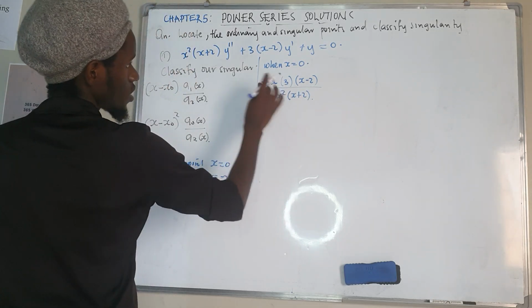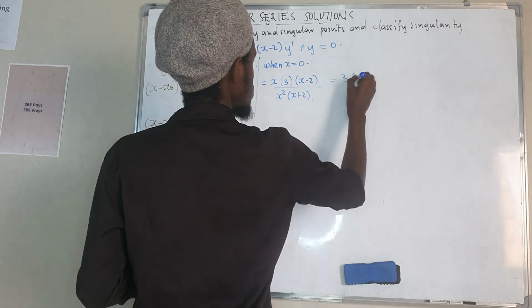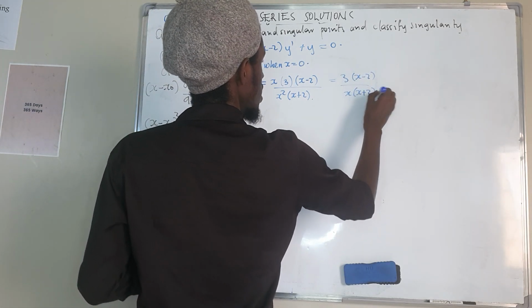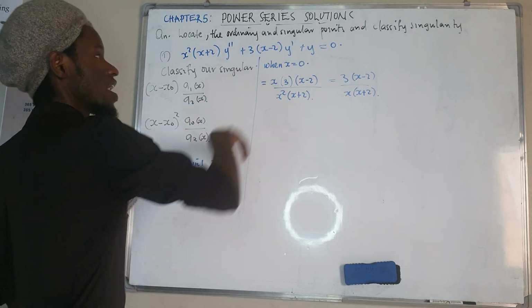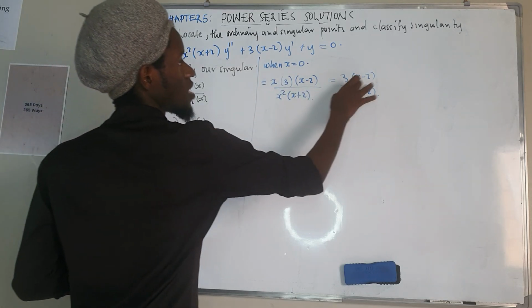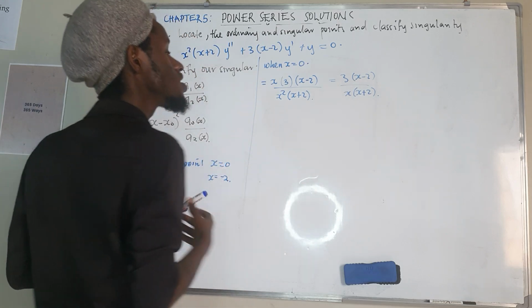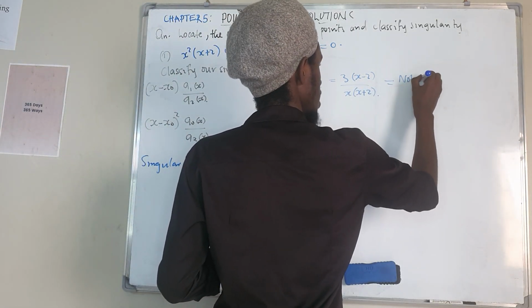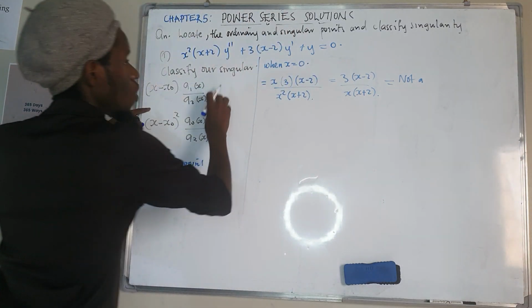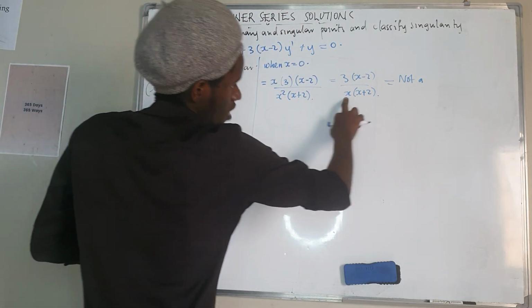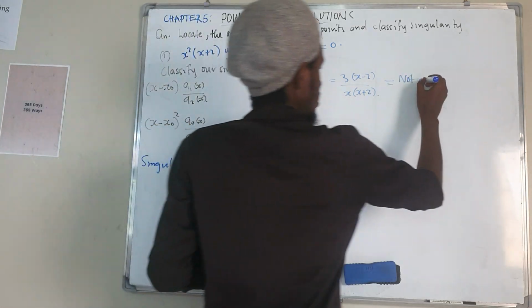Now, the first one is 3 into x minus 2 out of x into x plus 2. If I put in x equals 0, this function will not be defined. I'll have 3x minus 2 divided by 0, which is undefined, not analytic. At x equals 0 this function won't be defined, because if I put in x equals 0 here, I'll have 0 as the denominator. Therefore, it's not analytic or not defined.